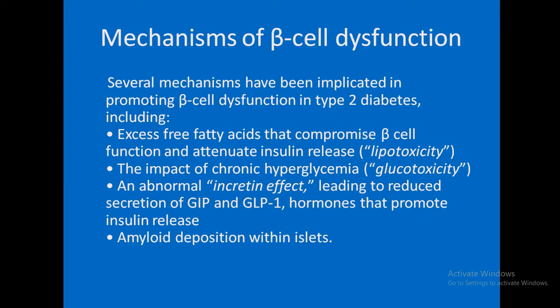Now the mechanisms of beta cell dysfunction. Several mechanisms have been implicated, but the following four are the most important. One is excess free fatty acids, which result in lipotoxicity. The impact of chronic hyperglycemia called glucotoxicity, an abnormal incretin effect in which there is reduced secretion of GIP and GLP-1, and finally amyloid deposition. So the mechanisms are due to lipotoxicity, glucotoxicity, decreased incretins and increased amyloid deposition.